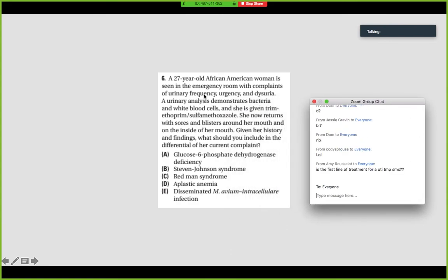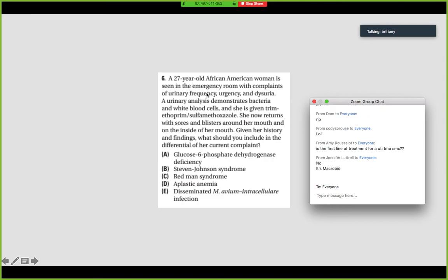Okay. This one I think you'll get though. A 27-year-old African American woman is seen in an emergency room with complaints of urinary frequency, urgency, and dysuria. Urinalysis demonstrates bacteria and white blood cells, and she is given TMP-SMX. She now returns with sores and blisters around her mouth and on the inside of her mouth. Given her history and findings, what should you include in the differential of her current complaint?